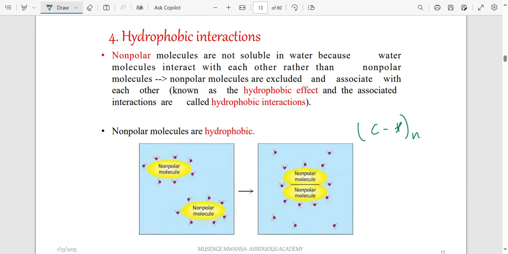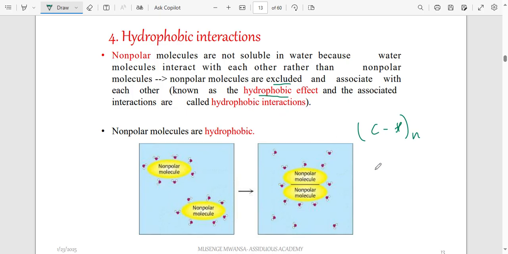So these guys will be able to interact with themselves. Remember, like dissolves like. So if I'm non-polar, I am going to interact with what is non-polar. That's why you can see these two non-polar guys, they ended up interacting. So non-polar molecules are actually going to be excluded and associate with each other. That is known as the hydrophobic effect. And the associated interaction is called the hydrophobic interaction.